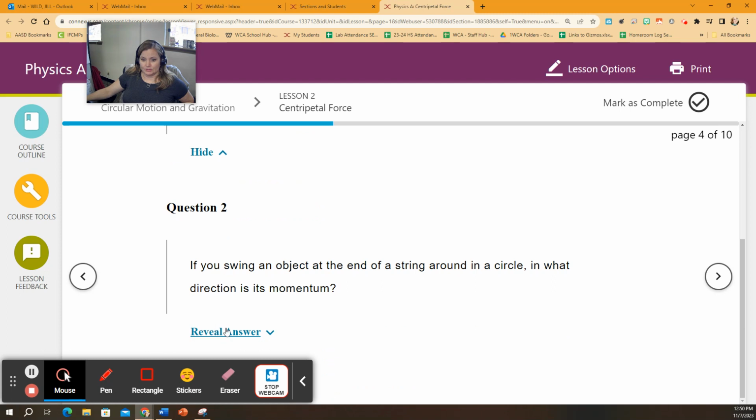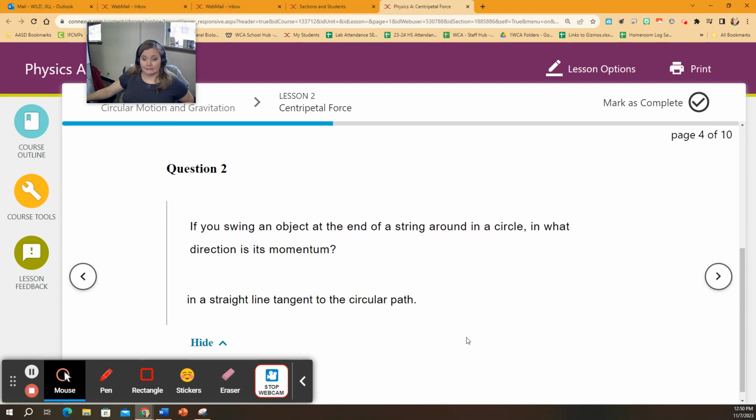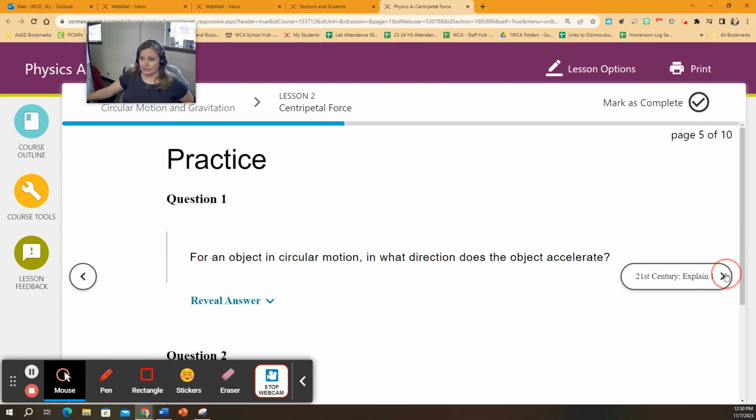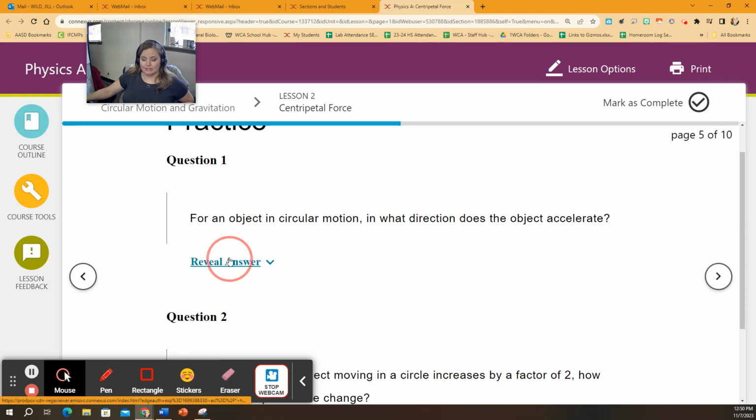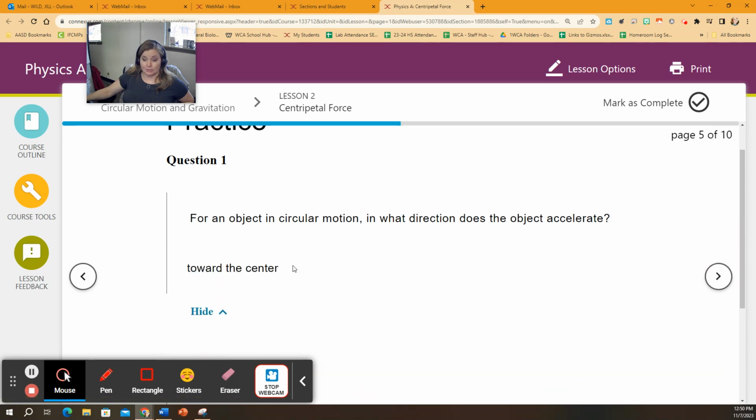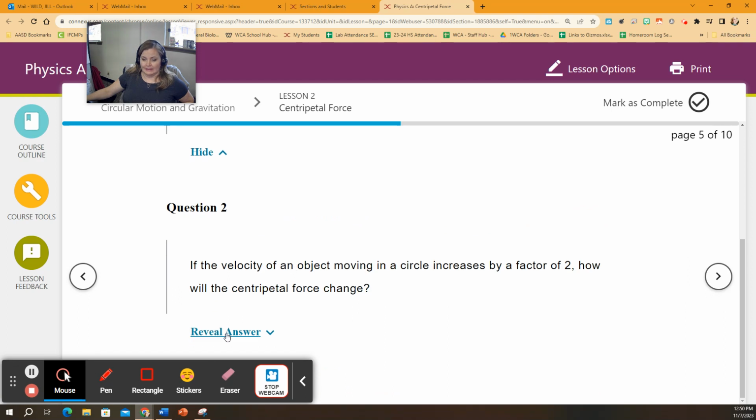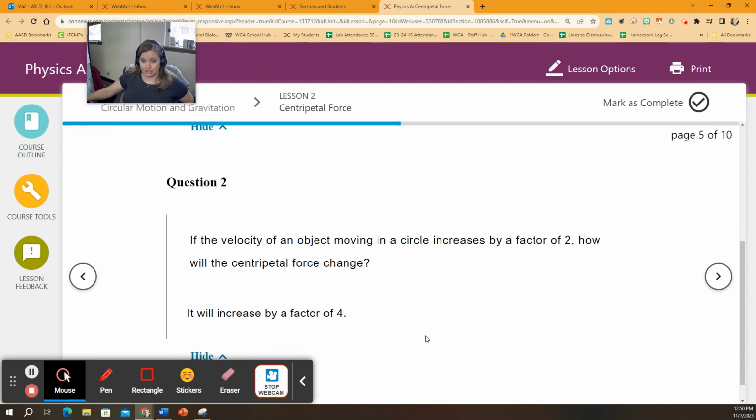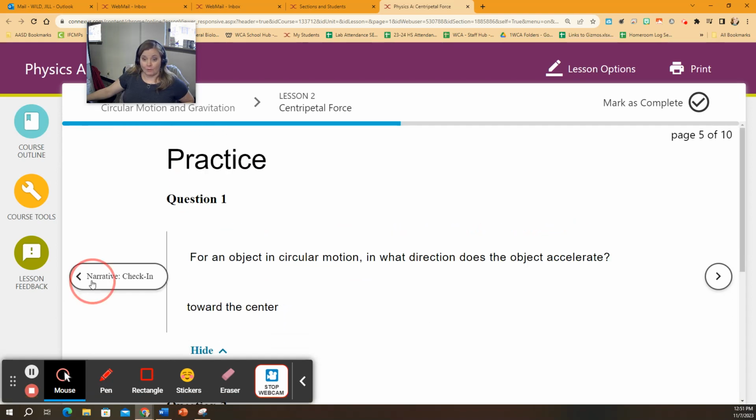And it says, what is the direction of its momentum? And we said a straight line tangent to the circular path. We went through that already. In what direction does the object accelerate? That's always going to be towards the center. And this is the other one that you need to go back to that formula for. If the velocity of an object moving in a circle increases by a factor of 2, how will the centripetal force change? By a factor of 4.